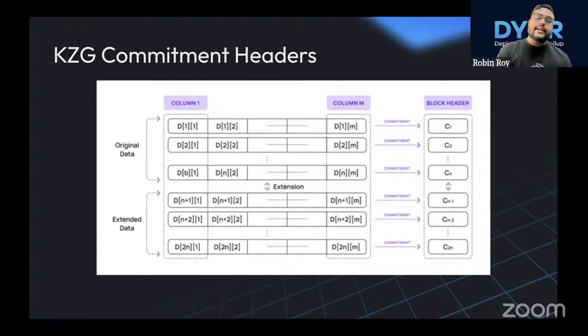Now, to ensure that the encoding is done properly, what we do here is we take row-wise commitments. So imagine all of the data is arranged in a matrix format. And basically now from an n by m matrix, we have made it into a 2n by m matrix. And now you take every row's KZG commitment.